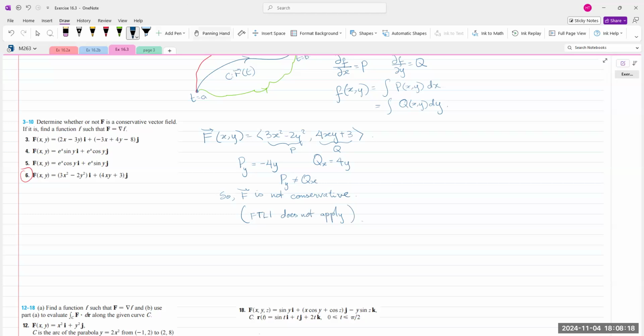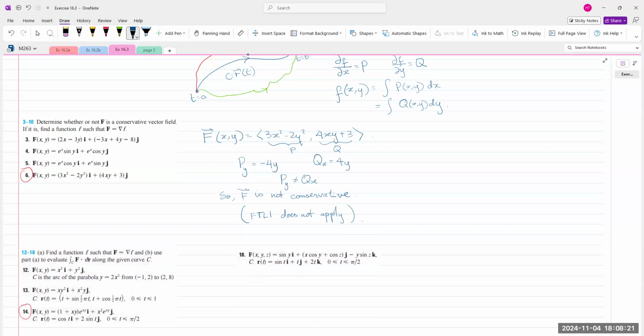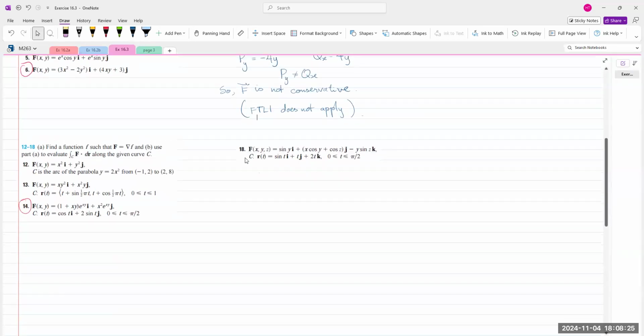Okay, as for number 6, that's easy. Number 14: find the function f such that the vector field is equal to the gradient of f. So it means it is conservative. Let's do number 14 and show that it is conservative. So that's the vector field. The P(x, y), that's the x component of the vector field, is (1 plus xy) e to the xy. Now the Q, which is the y component of the vector field, is x squared e to the xy. They don't ask us to show that it is conservative here. In fact, they already implicitly say this vector field is conservative. But let's do it anyway.